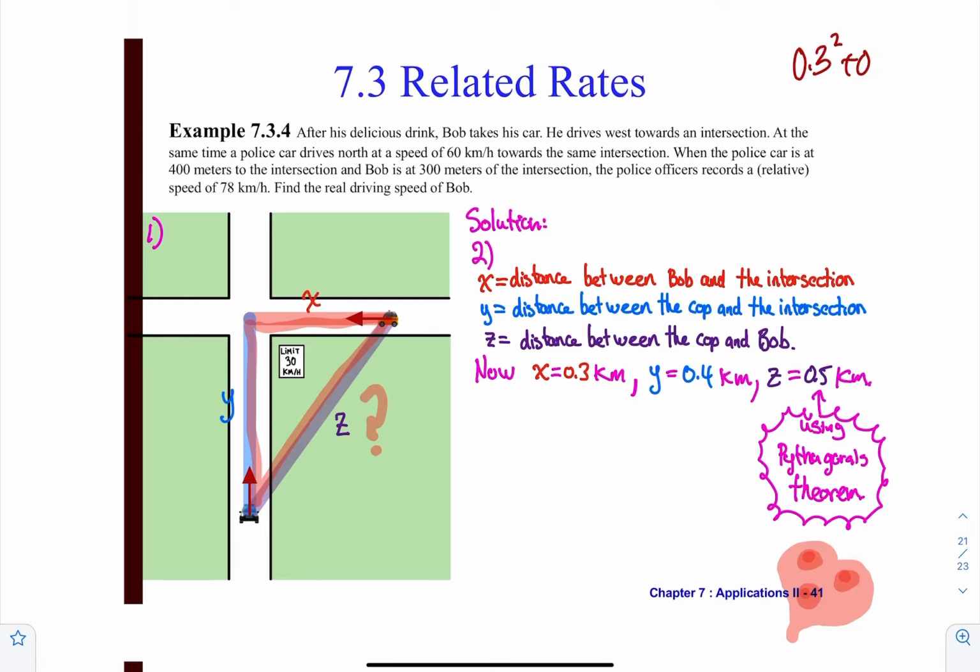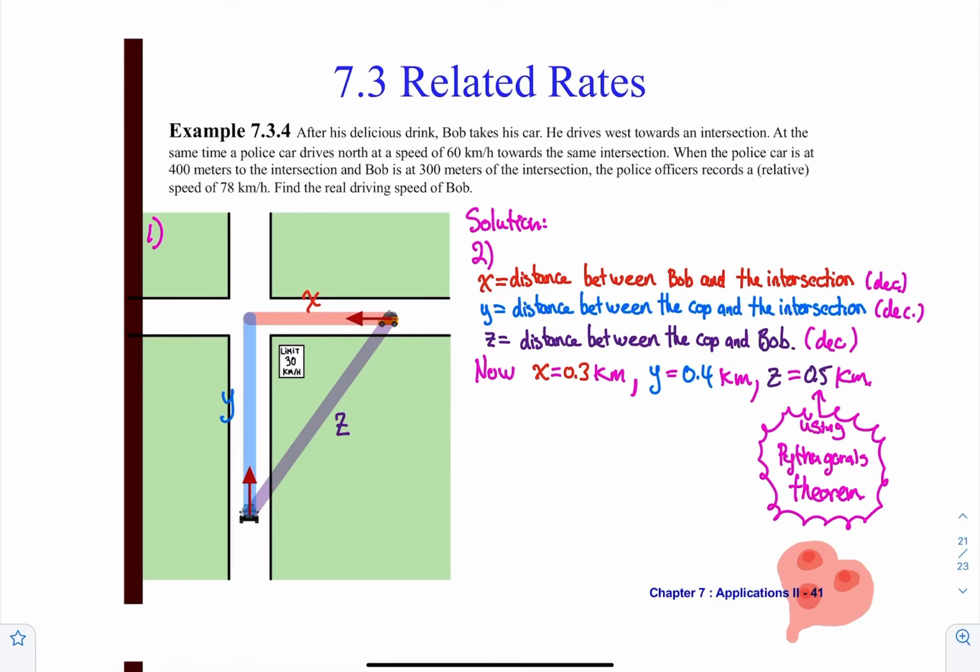z was not given, and you can see in this situation, as me and the cop are going to get closer to the intersection, every single quantity is going to be a decreasing quantity. So x is decreasing, y is also decreasing, and z is decreasing. This is very important because this means that the rates of change that we're going to compute are all going to be negative quantities. All right, that's all the variables.